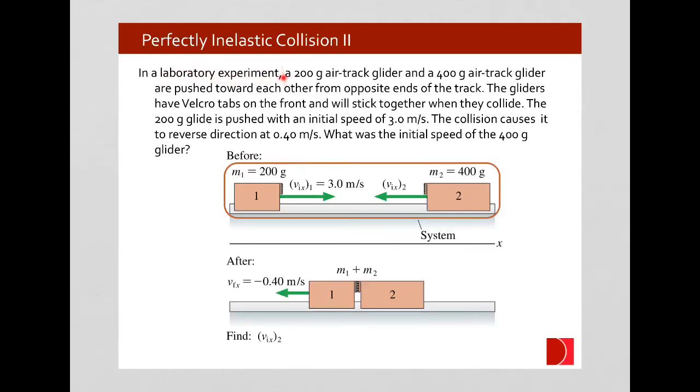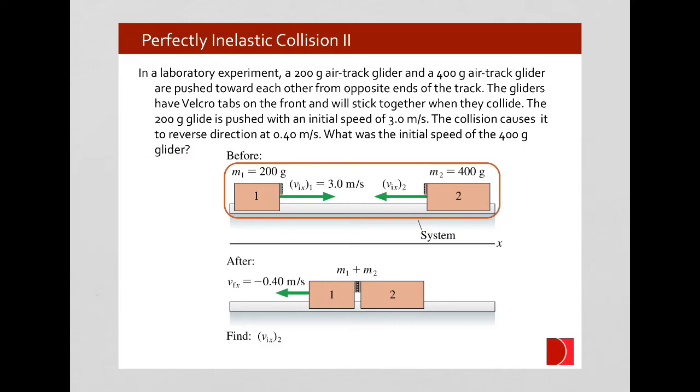In a laboratory experiment, a 200-gram air-track glider and a 400-gram air-track glider are pushed toward each other from opposite ends of the track. The gliders have Velcro tabs on the front and will stick together when they collide. The 200-gram glider is pushed with an initial speed of 3 meters per second. The collision causes it to reverse direction at 0.4 meters per second. What was the initial speed of the 400-gram glider?